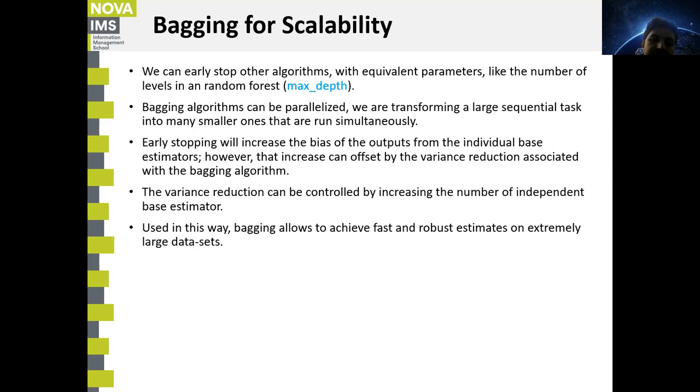Early stopping will increase the bias of the output from the individual base estimator. However, that increase can be offset by the variance reduction associated with the bagging algorithm. The variance reduction can be controlled by increasing the number of independent base estimators. Used this way, bagging allows us to achieve fast and robust estimates on extremely large datasets.